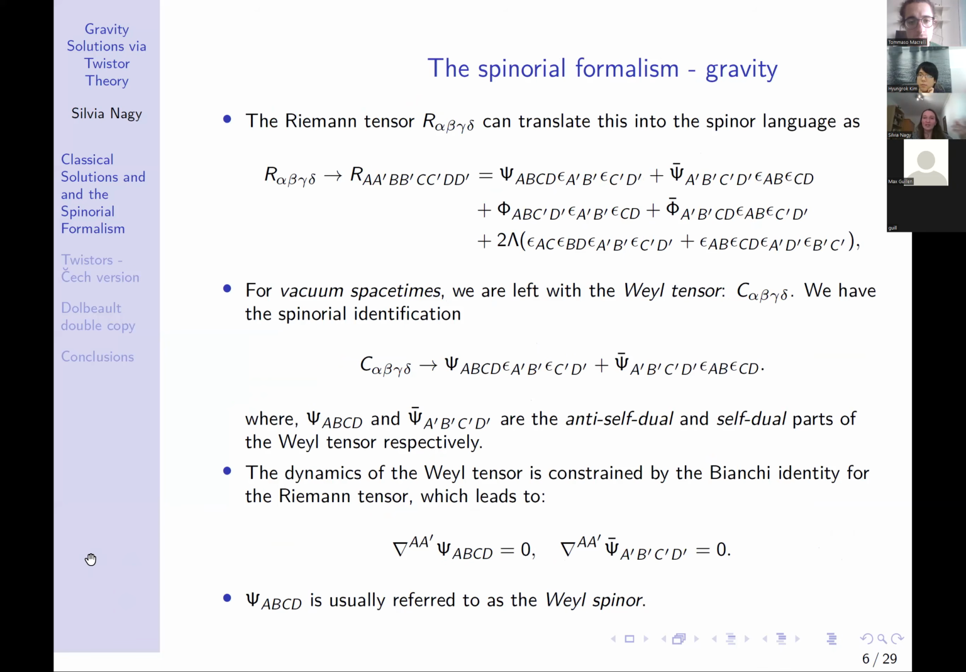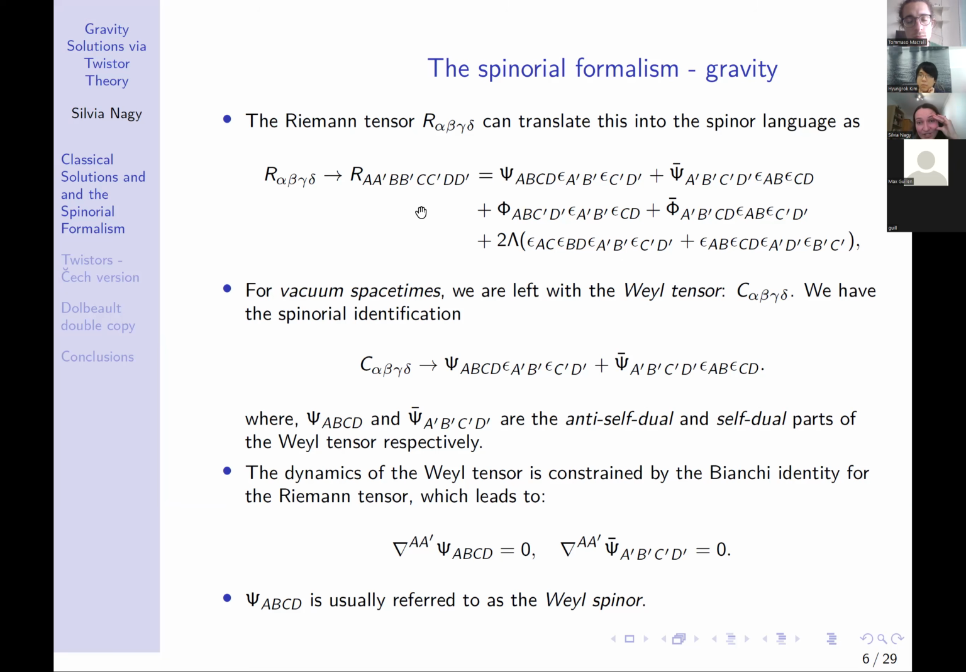Okay, so now we can see some actual physical objects at this stage. In gravity, we start with the Riemann tensor. These alpha, beta, gamma, sigma are the usual space-time vector indices, and we decompose it into spinor indices by contracting with those Pauli matrices. I didn't write it explicitly, but I hope it's clear; this is what this arrow here means. And we end up with these three different types of objects.